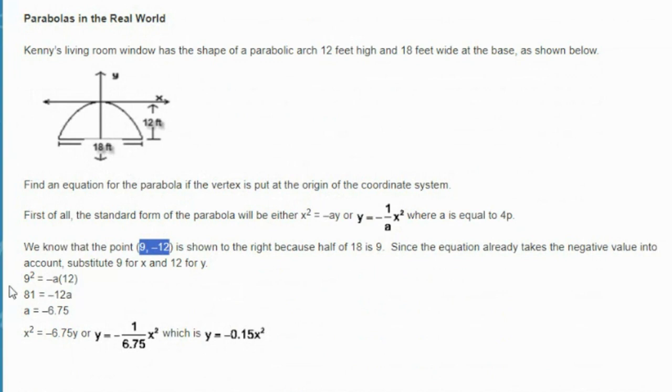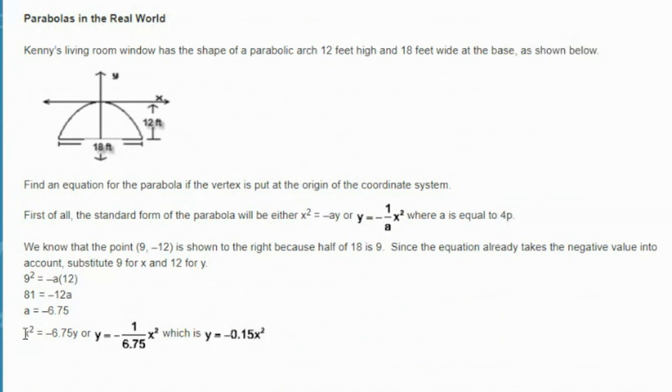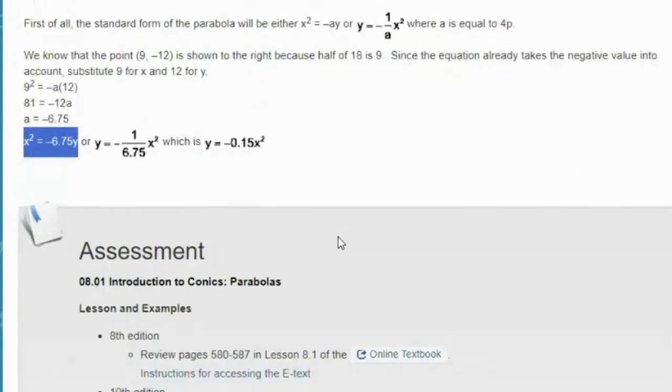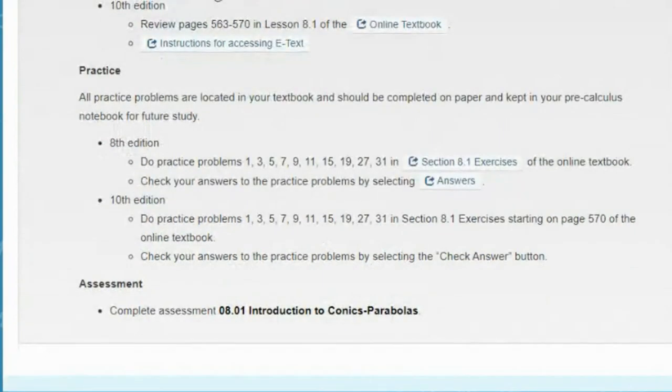So they substitute that into the equation to find negative 6.75 is equal to the 4p, or equal to the a. So the equation is x squared equals negative 6.75y. So it gives you an example of how to do that with a parabola in the real world. All right. Ignore this. You don't have an online textbook. This is our online textbook. So this is some other stuff that doesn't apply for us.